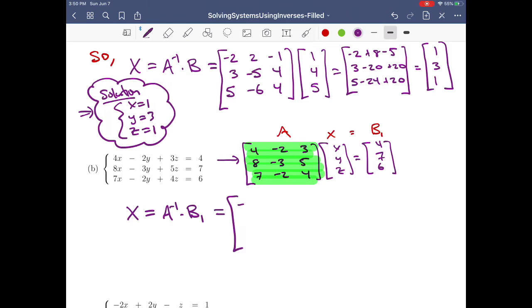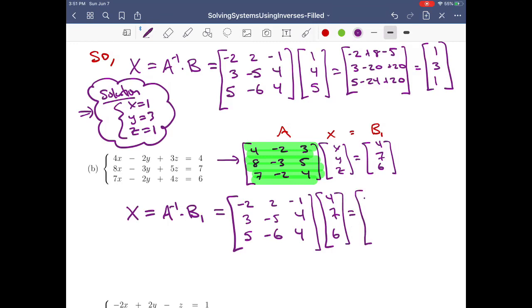Okay, so the inverse is -2, 2, -1, 3, -5, 4, 5, -6, 4. Now I'm multiplying by 4, 7, 6. So I have -8 plus 14 minus 6. And then I have 12 minus 35 plus 24, and then 20 minus 42 plus 24. And if I simplify that, I think I get 0, 1, 2.